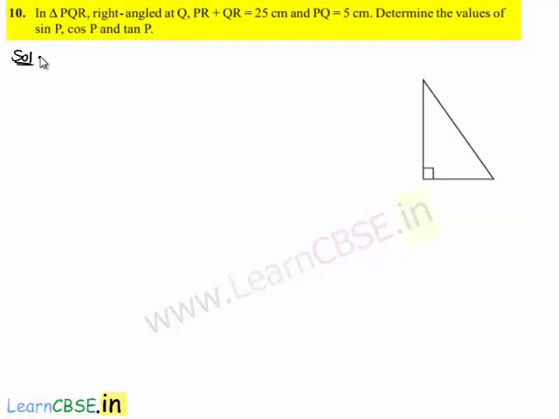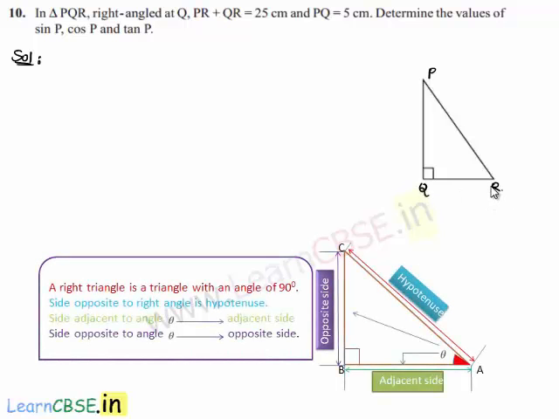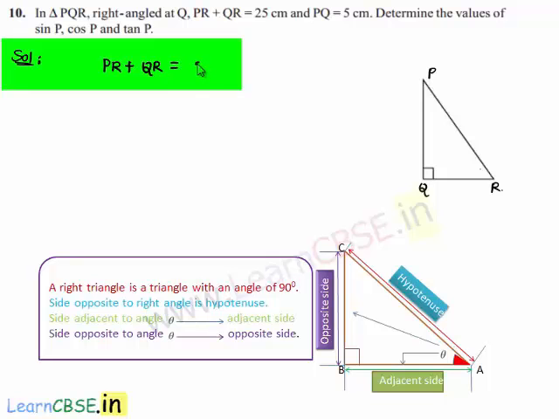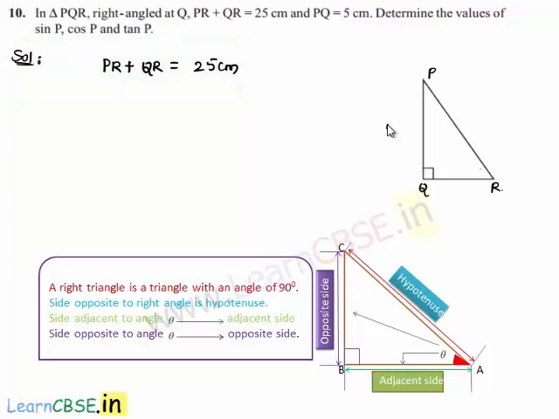He has given a right angle triangle PQR with right angle at Q, and he has given a relation between PR and QR, that is PR plus QR is equal to 25 centimeters, and he has also given the value of a side, that is PQ, as 5 centimeters. Now he asked us to determine the values of sin P, cos P and tan P.